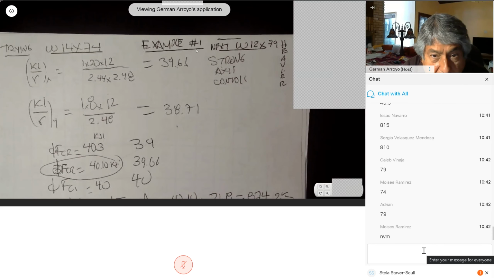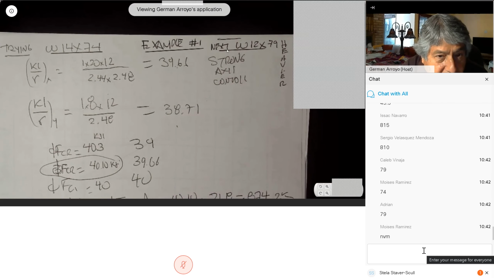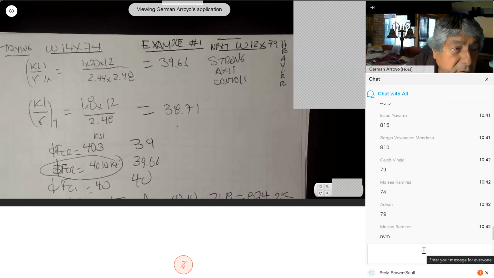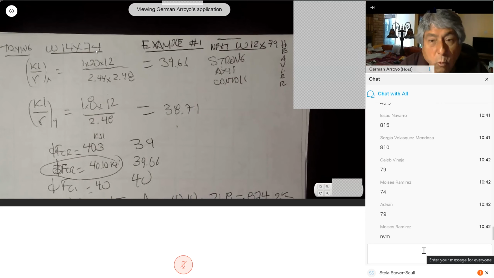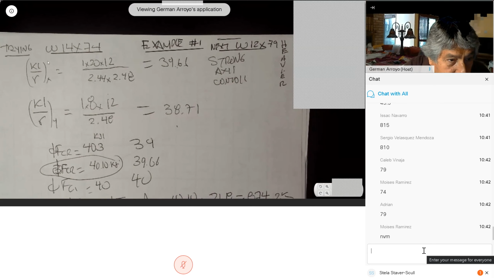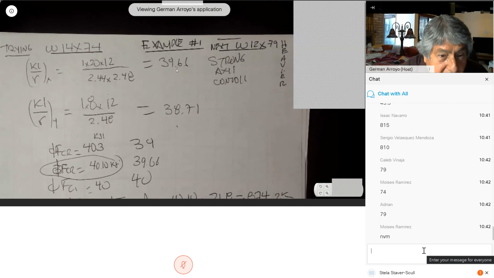I have put a note in here that in the W12 group, this is heavier than this. So I had to check the 74 that was pre-selected. I do the same because we know the gross area, we know Rx, we know Ry. So we look at KL over Rx, gives me 39.66. KL over Ry gives me 38.70. Strong axis is still control because this is a little bit larger than this one. Strong axis is still control.